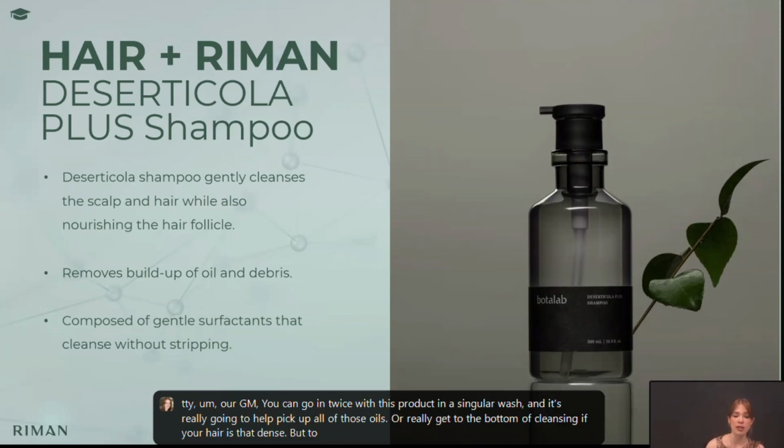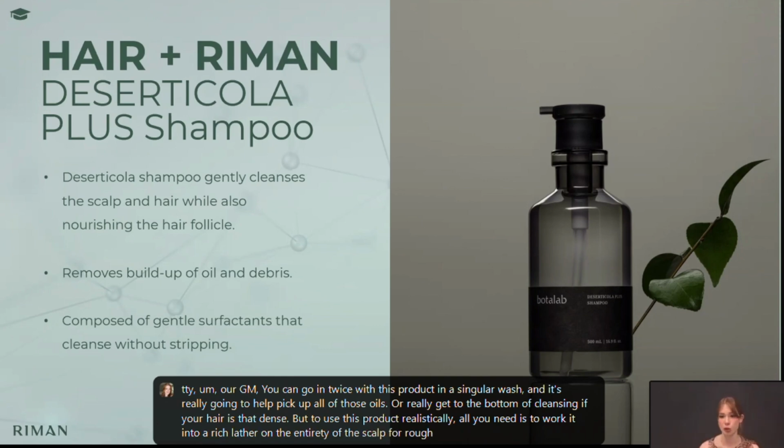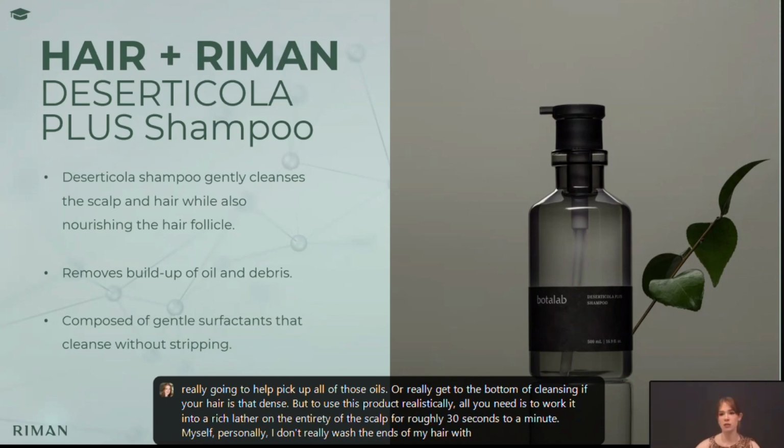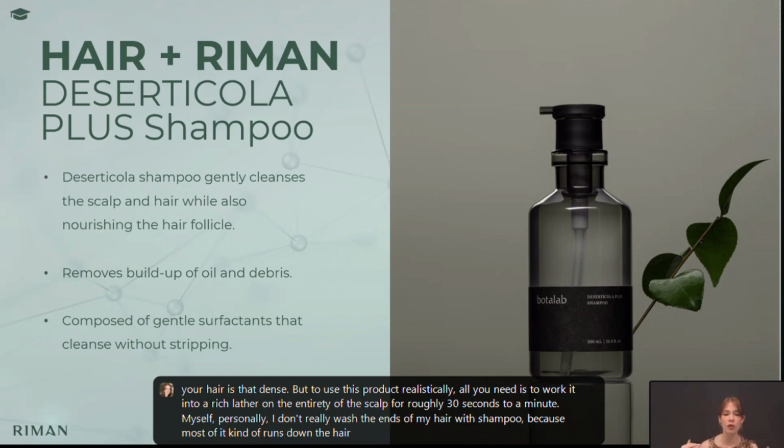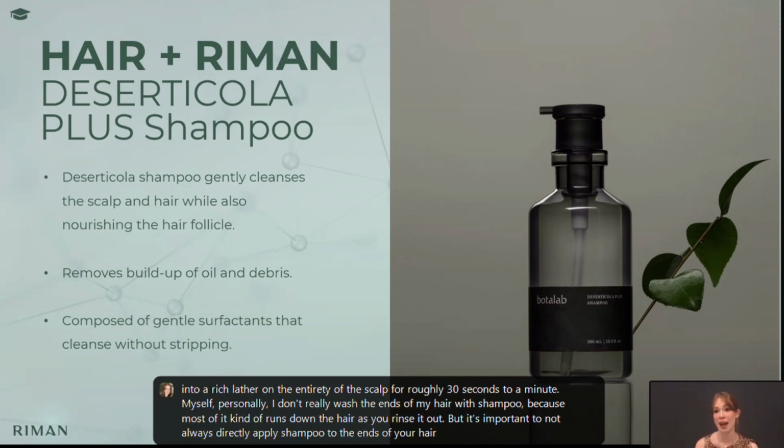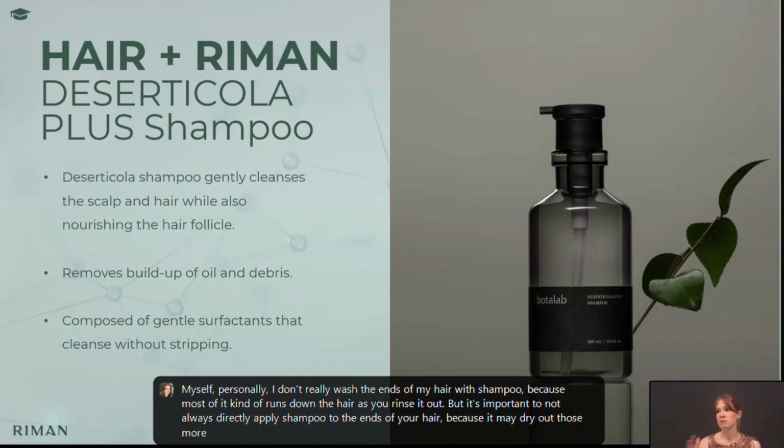But to use this product realistically, all you need is to work it into a rich lather on the entirety of the scalp for roughly 30 seconds to a minute. Myself personally, I don't really wash the ends of my hair with shampoo because most of it kind of runs down the hair as you rinse it out. But it's important to not always directly apply shampoo to the ends of your hair because it may dry out those more vulnerable parts of your hair, if you'll remember.